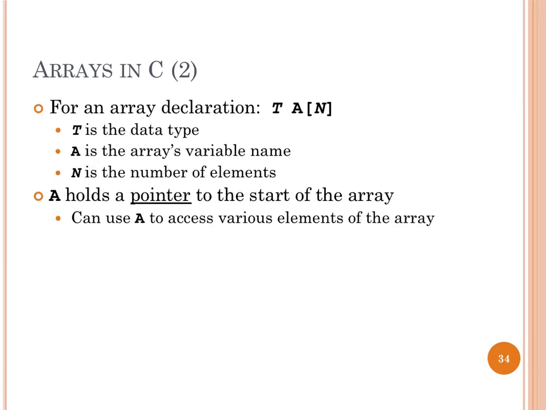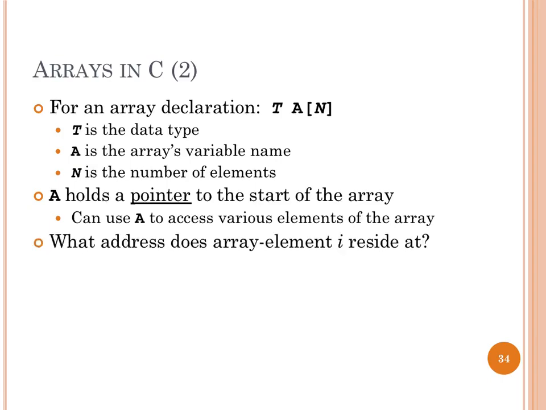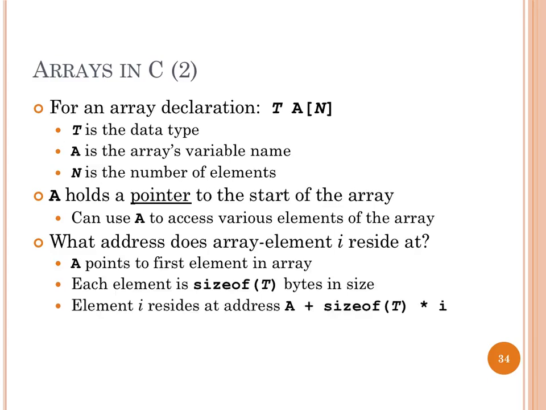Now, A holds a pointer. So what address does array element I live at? This is the question. If I is 0, it should be the first element. A[0] should live at A, right? A[1] should live at, well, whatever A's value is, plus 1 times sizeof T, and so forth. So we can use the index to calculate how far to go into the array. Each element is sizeof T, so element I will reside at A plus sizeof T times I. All right?